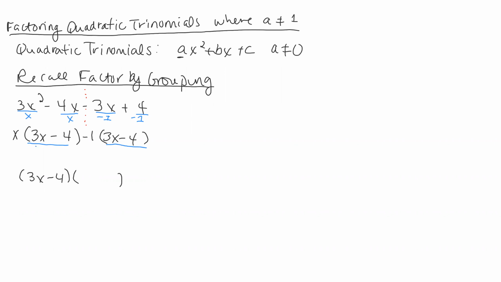And now I'm going to divide by 3x minus 4 on the left and the right of this problem. And on the left, 3x minus 4's cancel, and I'm left with x. On the right, 3x minus 4's cancel, and I'm left with -1. So that is factor by grouping, okay? It's a cool way of factoring. It's used when you have a situation where you have 4 terms that need to be factored, but there's no overall GCF, okay?